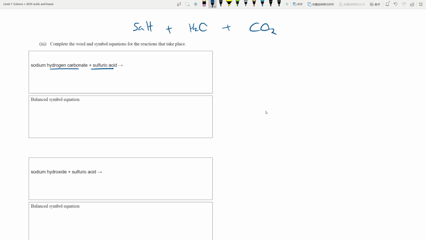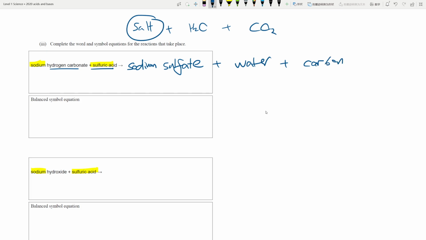So what is the salt? The salt is the metal part of the base, which is the sodium, combining with whatever the acid is. Sulfuric acid becomes sulfate, hydrochloric acid becomes chloride, nitric acid becomes nitrate, but in this case it's sodium sulfate plus water plus carbon dioxide.